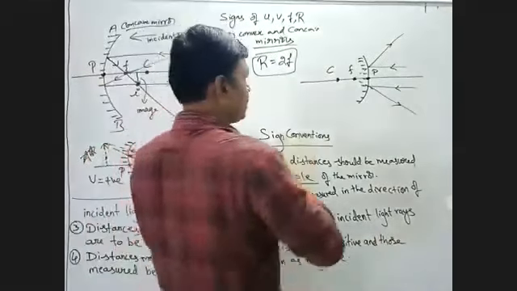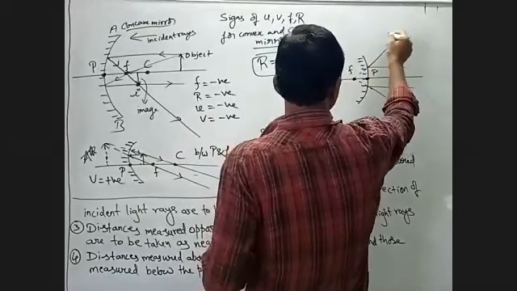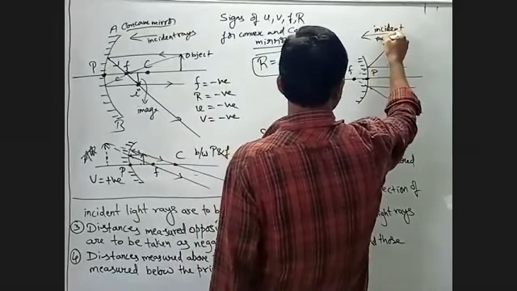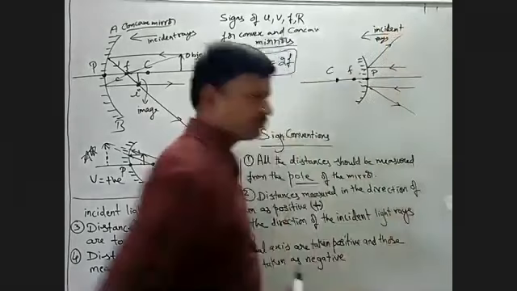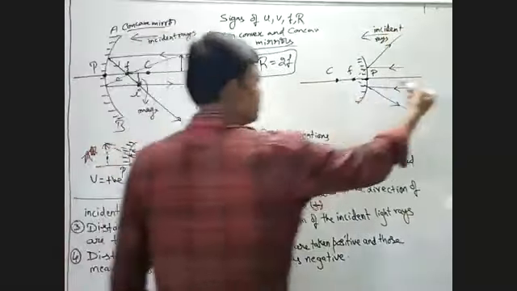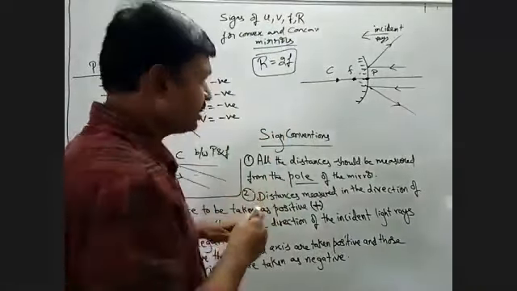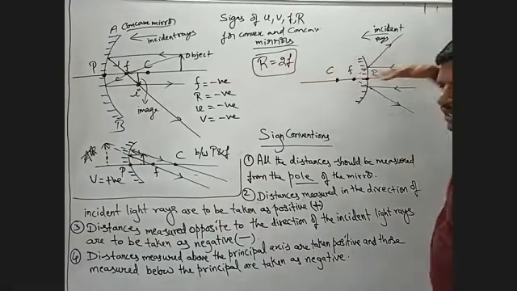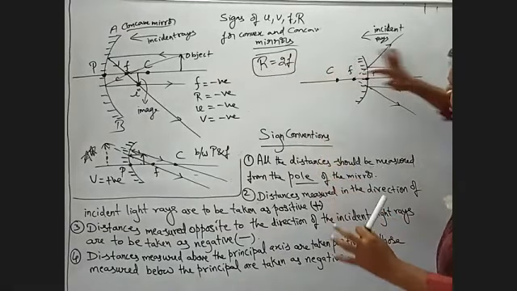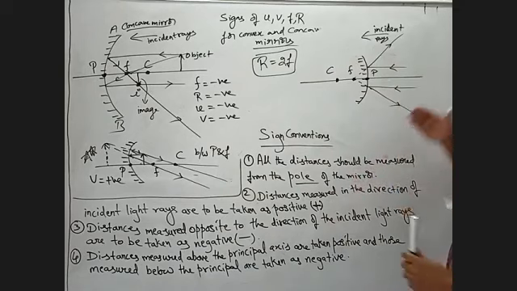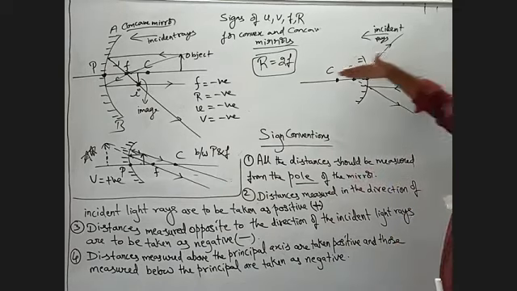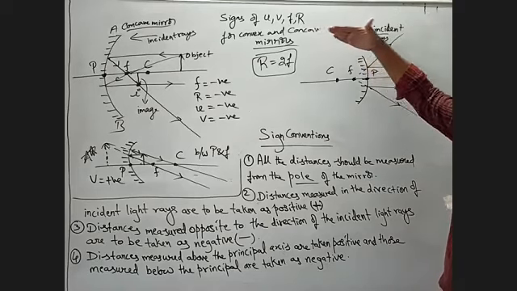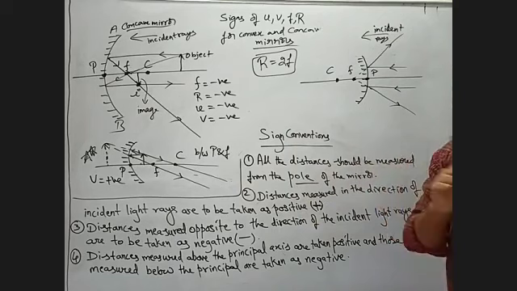So now, these are incident rays. This is an incident ray, and this is also an incident ray, right? When you look at this, all the distances that are taken in the direction of the incident rays, if you are measuring like this, anywhere from here to here, whatever it is, in the direction of the incident rays, all such measurements you can take as positive.